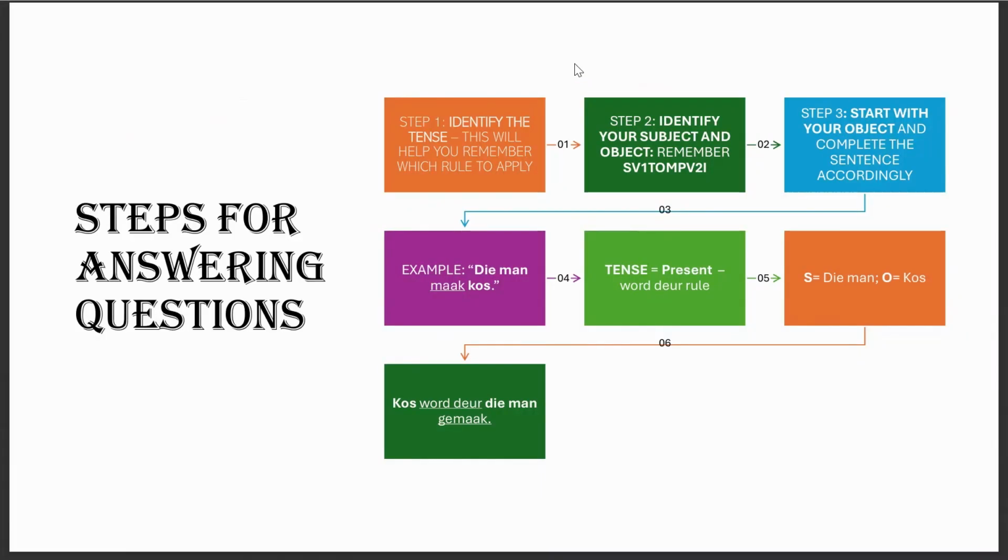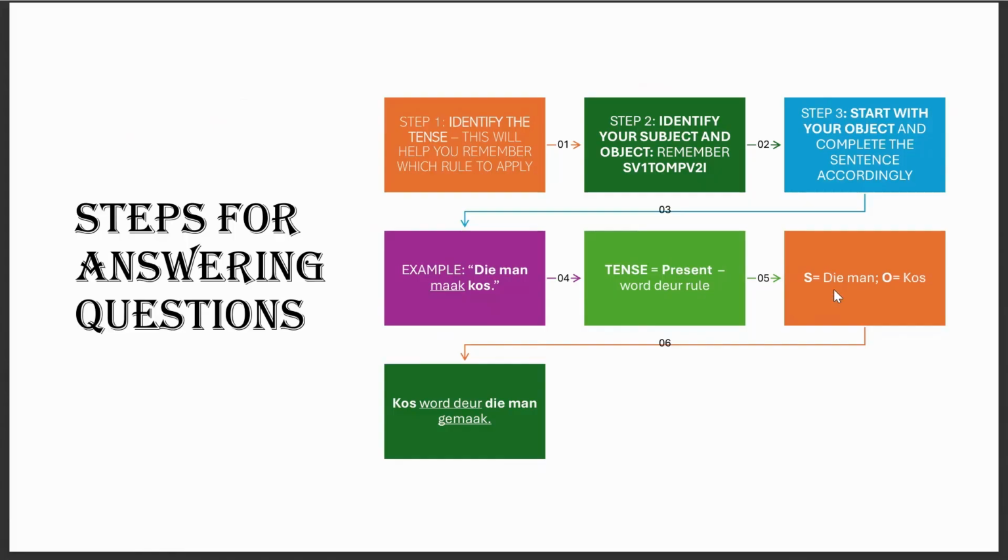So here's an example, a very simple example. Remember, I'm using very simple sentences. Die man maak kos. The man makes food. If you identify the tense, you know it's present. The word deur rule must be used here. Once you've identified, oh, it's present tense, I know that the present tense rule is word deur, it becomes simpler.